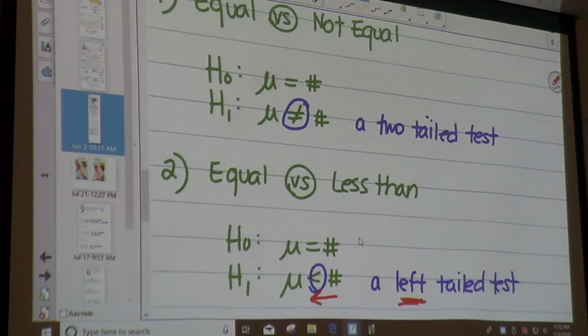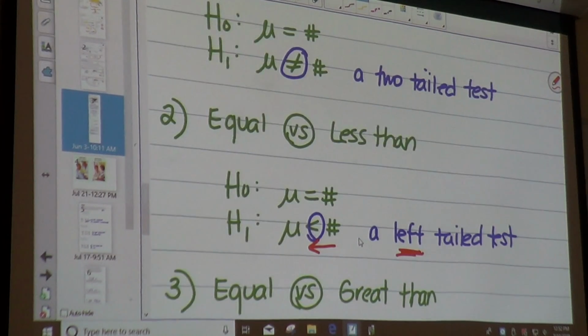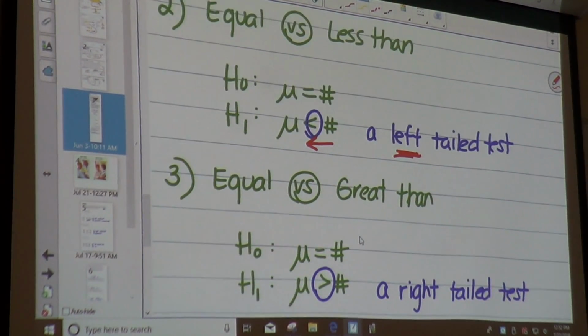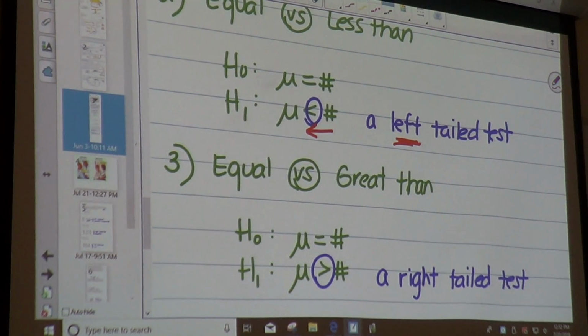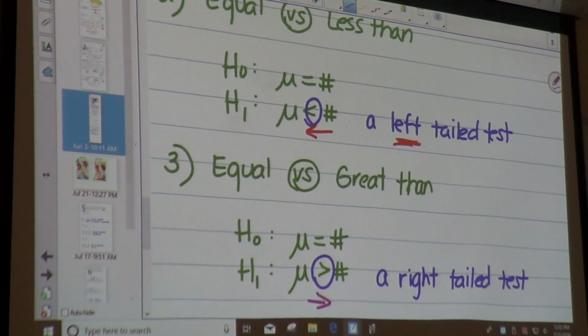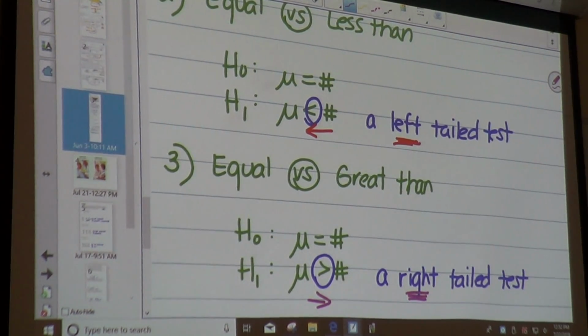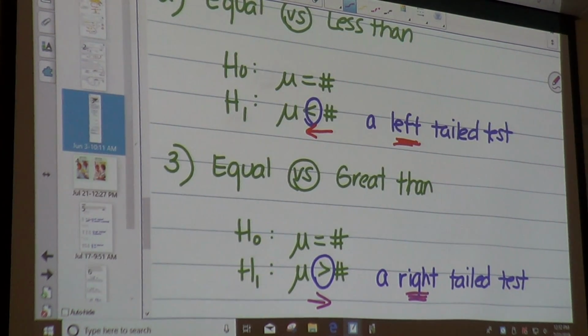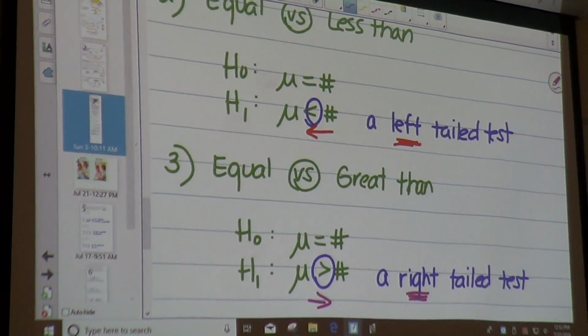And what do you think if it's pointing to the right? Right. Oh, y'all are so smart. So for this one, it's pointing to the right, so it's going to be a right tail test. If it's greater than, it's pointing to the right, so it's a right tail test. For all of these, your H naught is equal. We just have to figure out if it's not equal, less than, or greater than. Not equal means a two-tailed test, less than is a left tail test, and greater than is a right tail test.